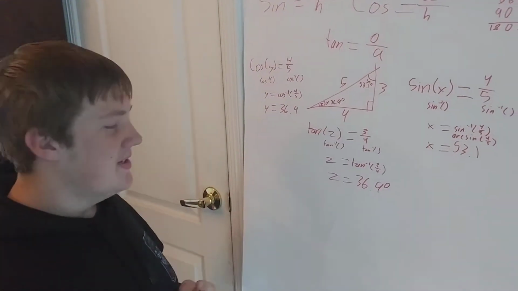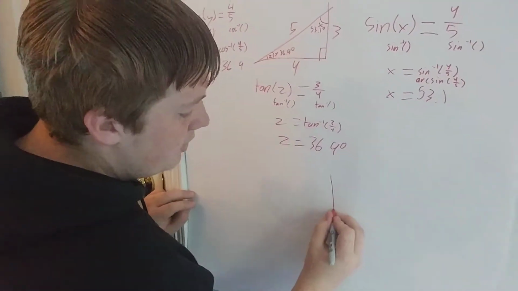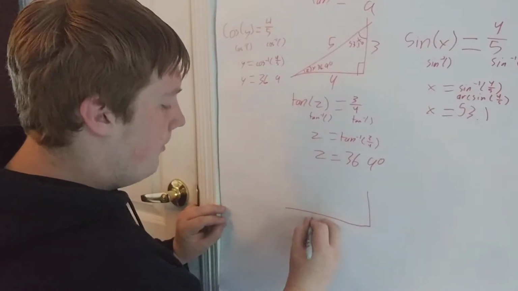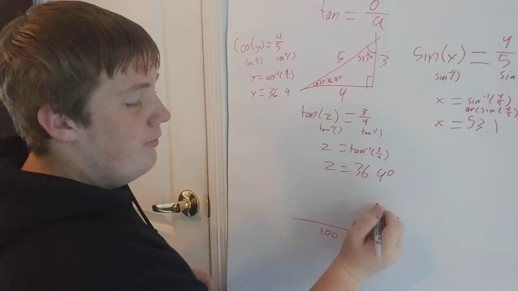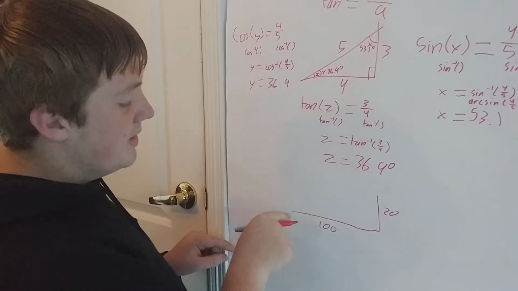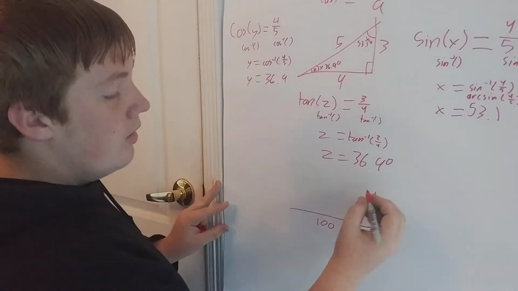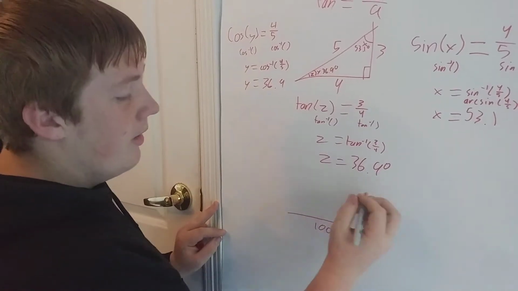Alright, now for a real life example. If we have a loading dock that is 20 foot high and the parking lot is 100 foot long, and we have a camera right here that we need to reach to the end of the driveway, then we need to know the angle of this right here.